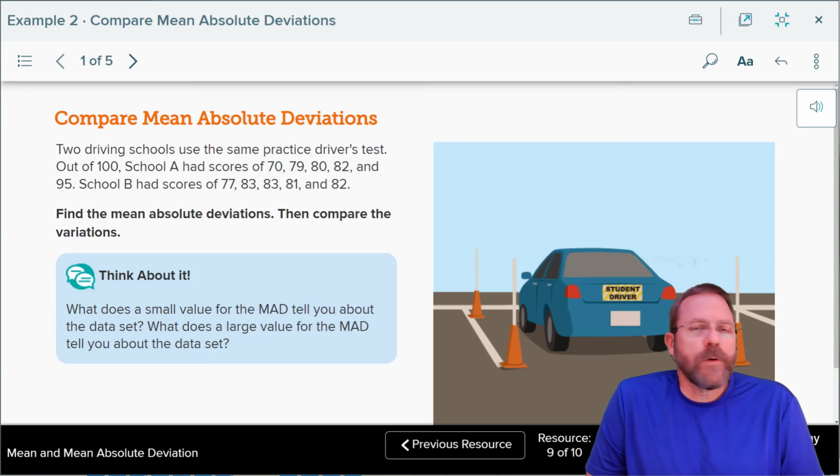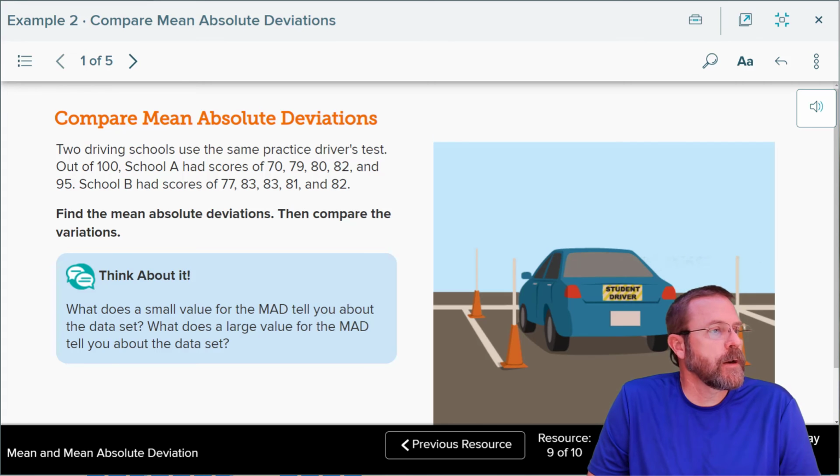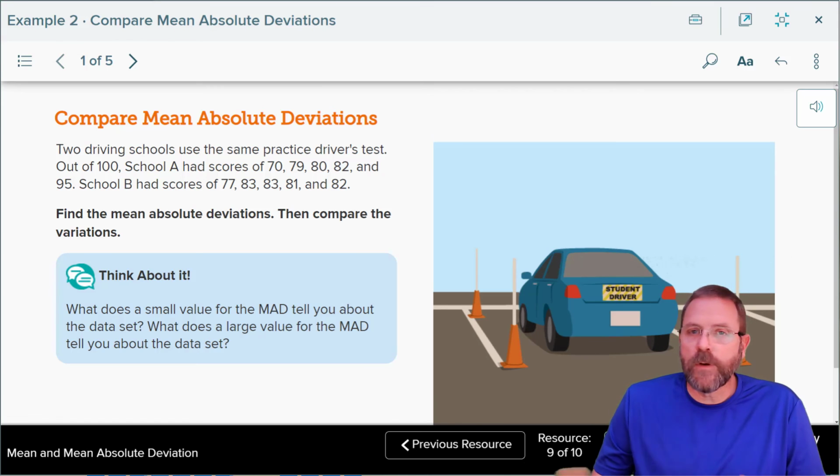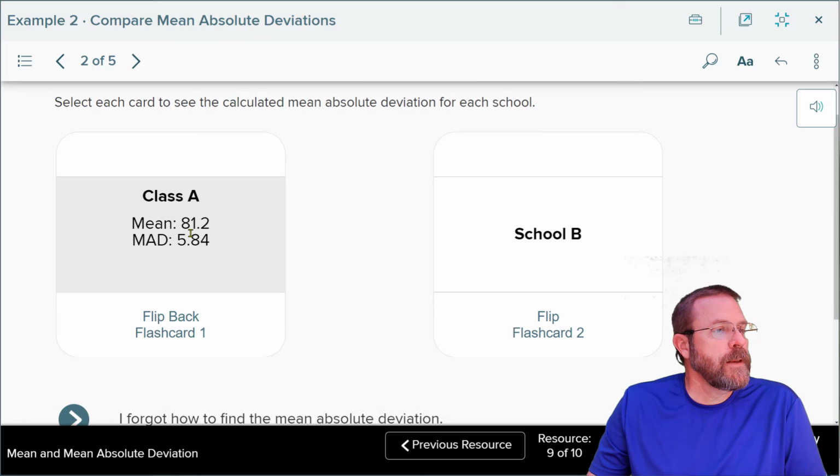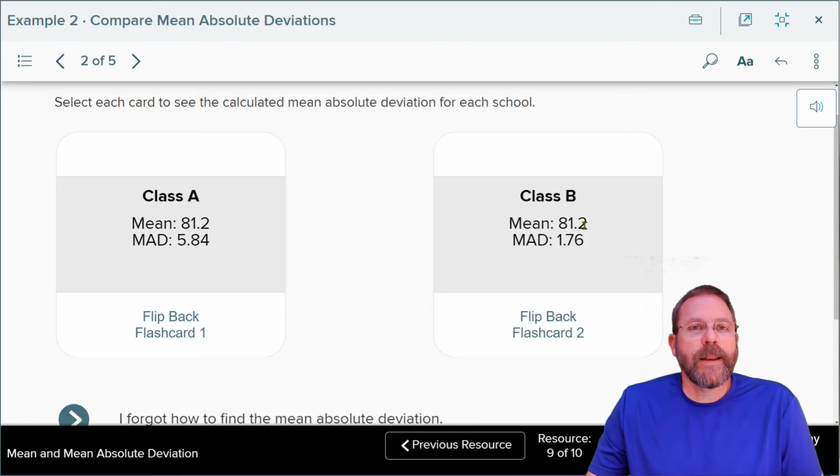We have to now learn how to compare two mean absolute deviations. Two driver schools use the same practice driver's test. Out of 100, School A had scores of 70 and so on, and School B had scores of 77 and so on. Find the mean absolute deviations and then compare the values. Now they're not going to make you find them, they're giving it to you. So School A had a mean of 81.2 and a mean absolute deviation of 5.84. Meanwhile, School B had a mean of 81.2 and a mean absolute deviation of 1.76.